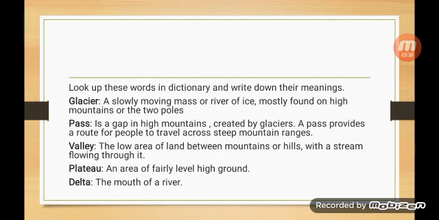Glacier. What is a glacier? A slowly moving mass or river of ice mostly found on high mountains or the two poles. Pass is a gap in high mountains created by glaciers. A pass provides a route for people to travel across steep mountain ranges. Valley. The low area of land between mountains or hills with a stream flowing through it. Plateau. An area of fairly level high ground. Delta, the mouth of a river.